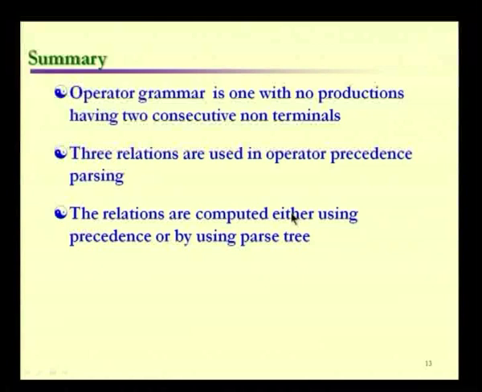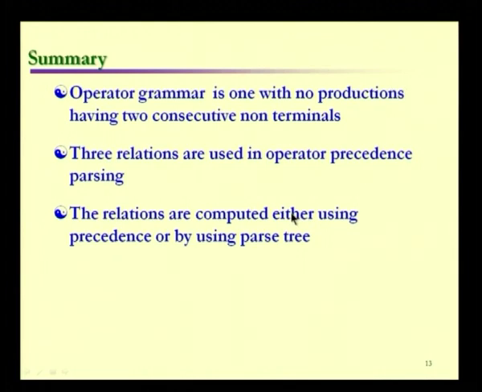So, to summarize, we have seen the operator grammar and what is the meaning of that, and then we have seen the operator precedence grammar also. The condition is that the relationship among the operators must be disjoint. So, that is about the operator grammar, and there are three relations available, less than, greater than and equal, and these relations are identified either by using the precedence information or by using the parse tree method.